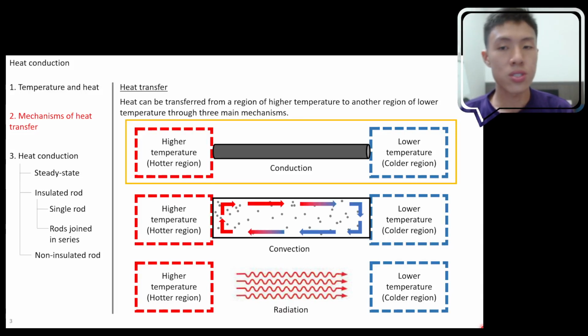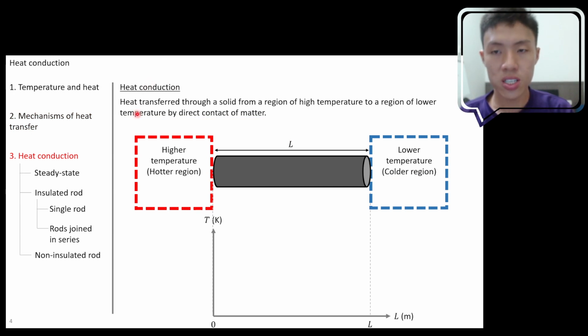We are now going to study heat conduction in greater detail. So heat conduction is heat transfer through a solid from a region of high temperature to a region of lower temperature by direct contact of matter. So we have a region which has a higher temperature, a region which is lower in temperature, and we place a solid in between these two regions in order for heat to be transferred from one region to another region.